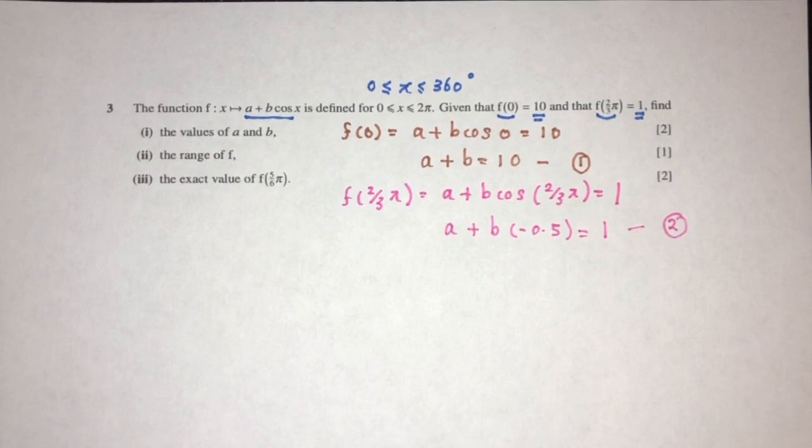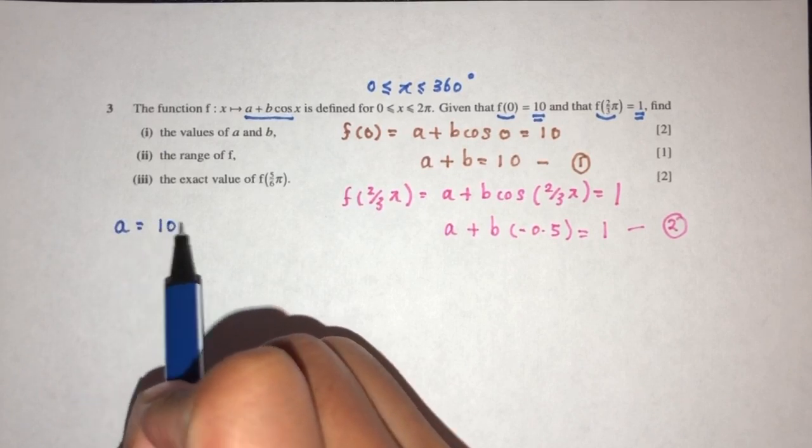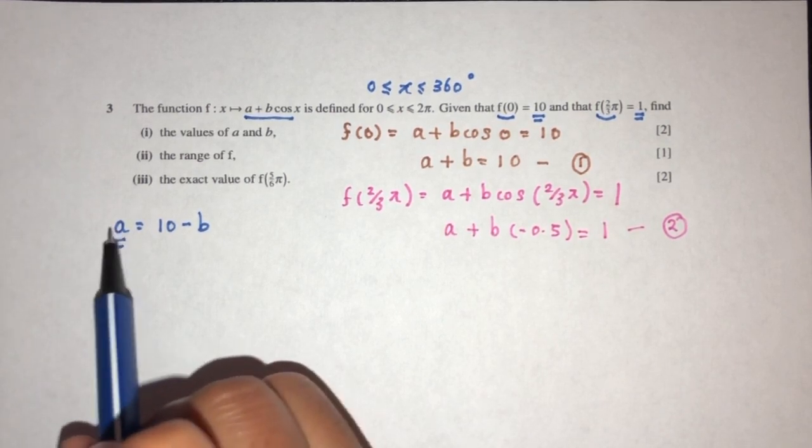So let's try to do something here. Let me make a the subject. That will be 10 minus b. Again, there's no special reason why, just my preference. I thought it was easier to make a the subject, and that's why I did that. But if you want to make b the subject, it's up to you as well. Okay. Now replace a back in here.